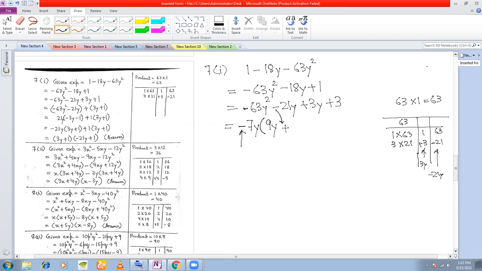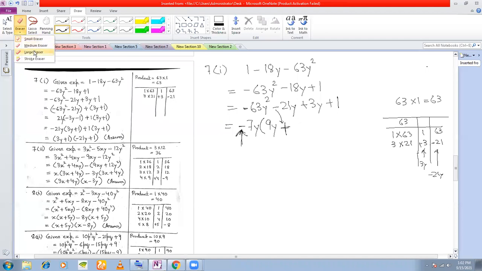You understood this step? Sir, yes. Sir, in the second step, how have you got 3y plus 3? Oh, this is 1, not 3. So writing error. Okay. So is this step clear? Because I'm keeping a negative sign outside, I did not change the sign. Is this step clear? Yes, sir. Okay. Now 21y, if I divide by 7y, how much am I going to get?